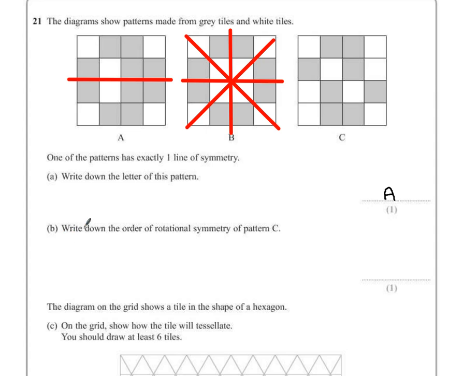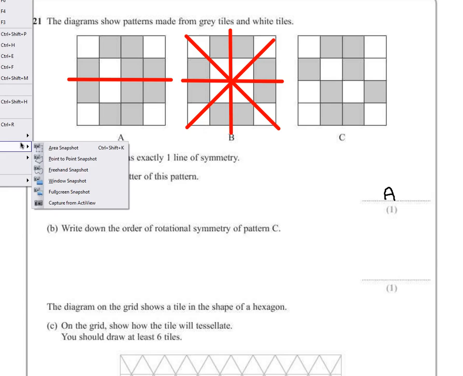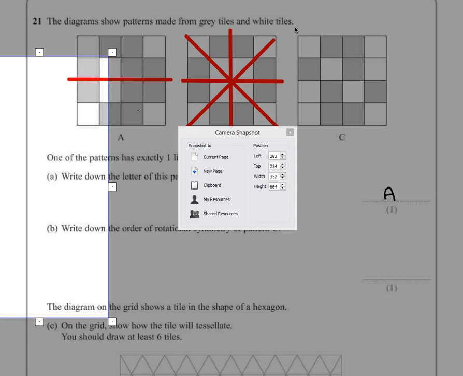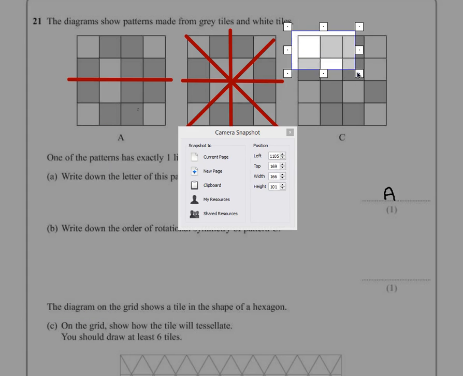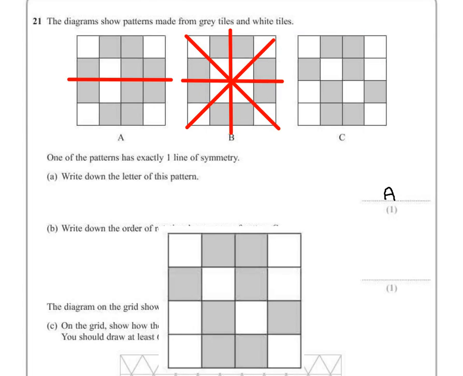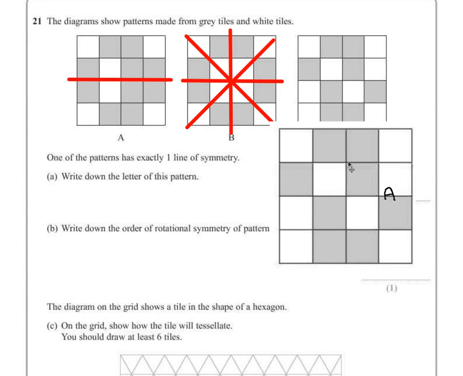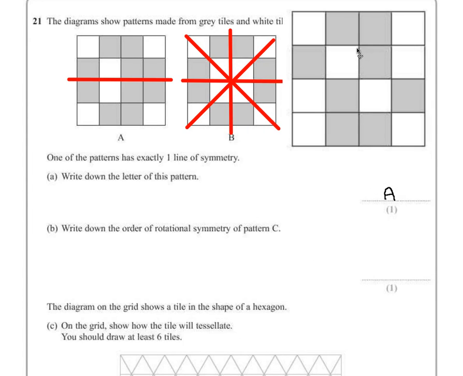Part B, write down the order of rotational symmetry of pattern C. So the order of rotational symmetry is how many times can that pattern be rotated around and still look the same after it's gone around 360 degrees. To help with that, you could turn the whole page around. I'm just going to take a small snapshot to show that we can rotate this shape and how many times it can be rotated.